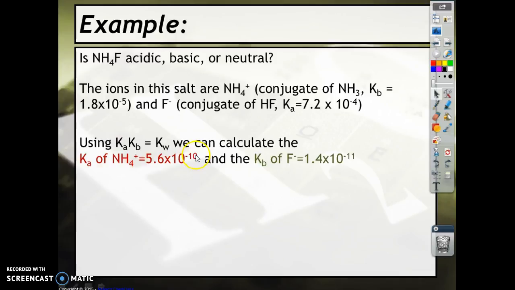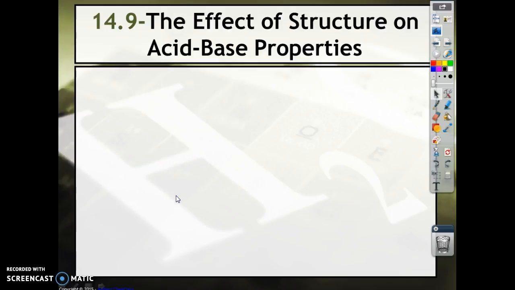NH4 because it has a smaller exponent. Well, that's my Ka, that's my acid, so it's going to be acidic. Okay, so now let's think about structure.